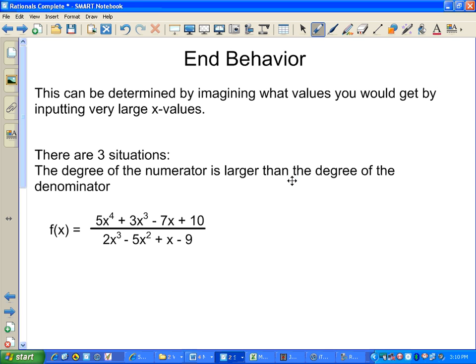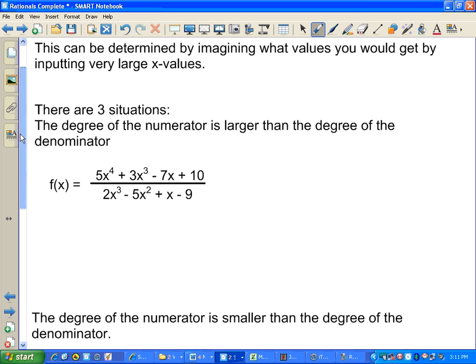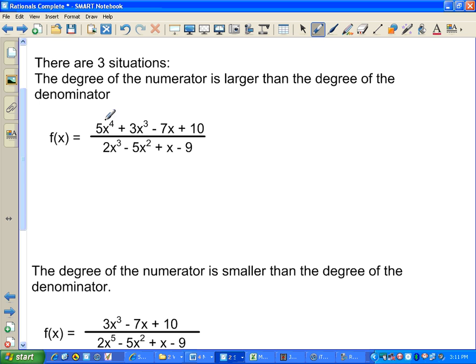So let's look at our first thing, end behavior. There's only 3 situations you're going to get into for end behavior, and they all depend on the leading coefficients and the first term of the numerator and the first term of the denominator.